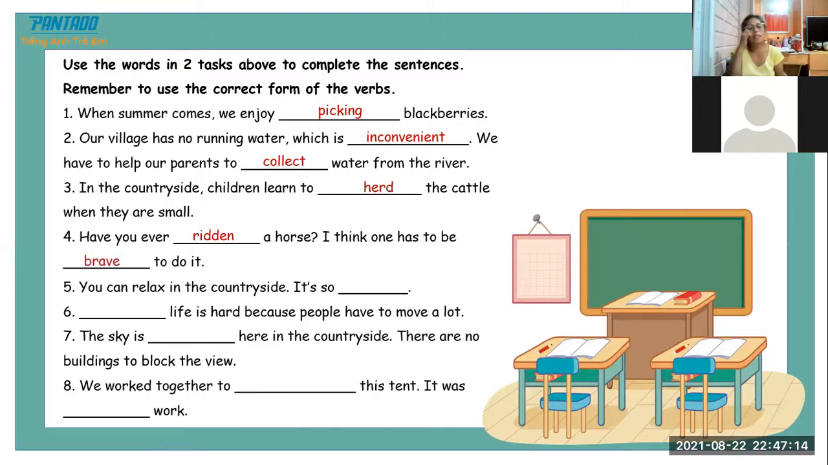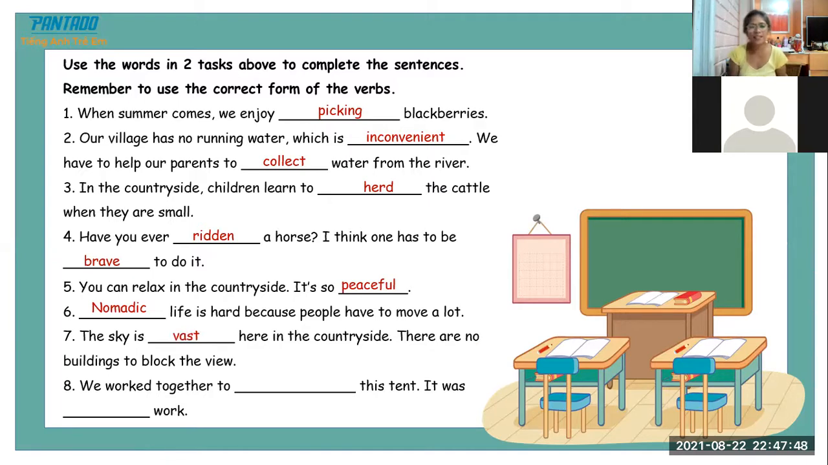You can relax in the countryside. It's so blank. Peaceful. Okay. Blank life is hard because people have to move a lot. Nomadic. Okay. The sky is blank here in the country. There are no buildings to block the view. We worked together to blank this tent. It was blank work.